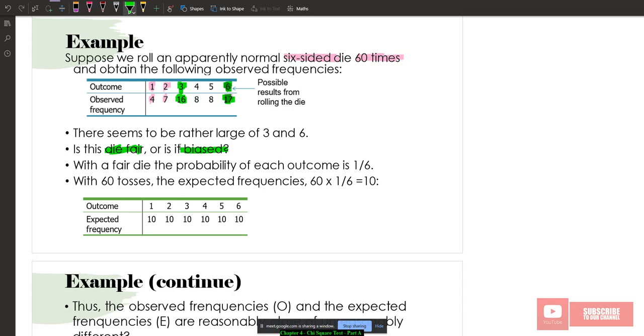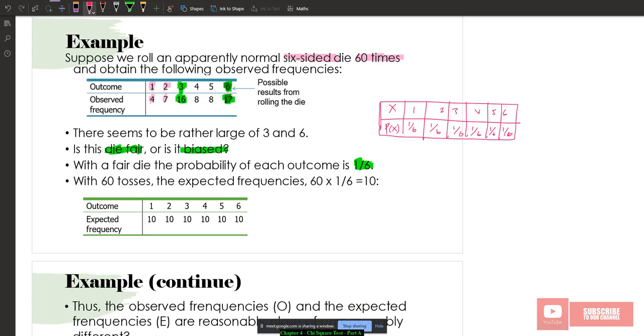With a fair die, the probability of each outcome is 1/6. We already learned this in QMT 161. So let's say I have X and this is the probability of X, for 1, 2, 3, 4, 5, and 6. Each probability of getting a number on the die is 1/6. So this is a fair die. If you have a fair die, the probability of each outcome is 1/6.